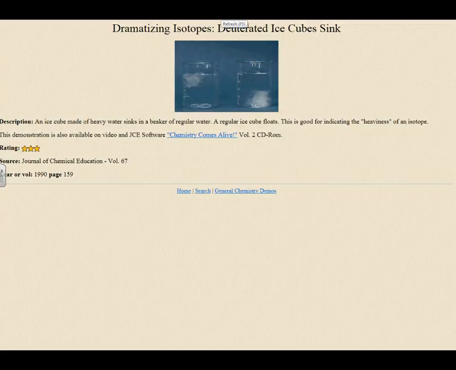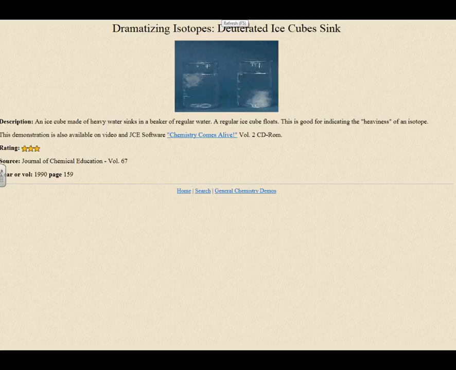Okay, so there, as we just reloaded that page, you see the quick animation. We have 2 ice cubes being dropped in. The one on the left would be regular water, which has less density than liquid water and it floats. And the one on the right, obviously, is an ice cube made from a special type of water, which would be D2O.